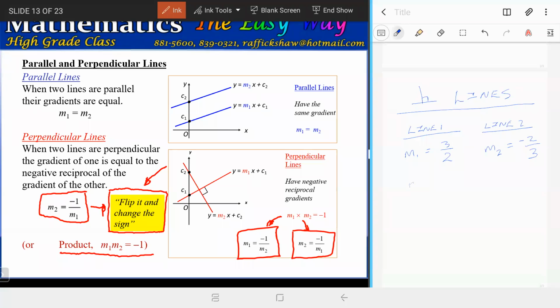Let's do another example. Let's say the gradient of line 1 is -4/5. What will be the gradient of line 2 if they are perpendicular? Somebody tell me what will be the gradient. -5/-4. No, flip the whole thing. This gradient right now is a negative gradient, so the perpendicular gradient is just going to become positive. So you flip it and you change the sign from negative to positive. That is all.